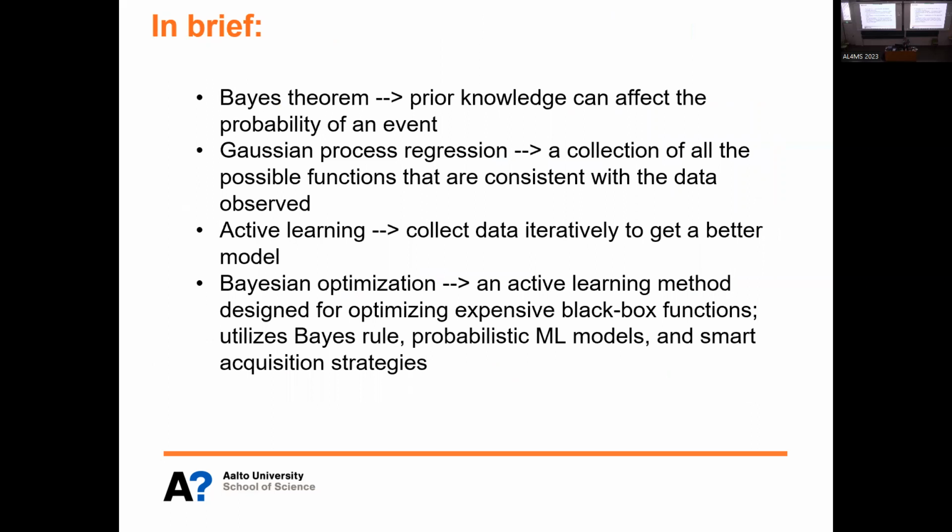Yes. So just as a really quick recap, we have Bayes' theorem saying that prior knowledge can affect the probability of an event, and Gaussian process regression is using that, and also Bayesian optimization is using the same principle, and you will get to test both of these after the break.